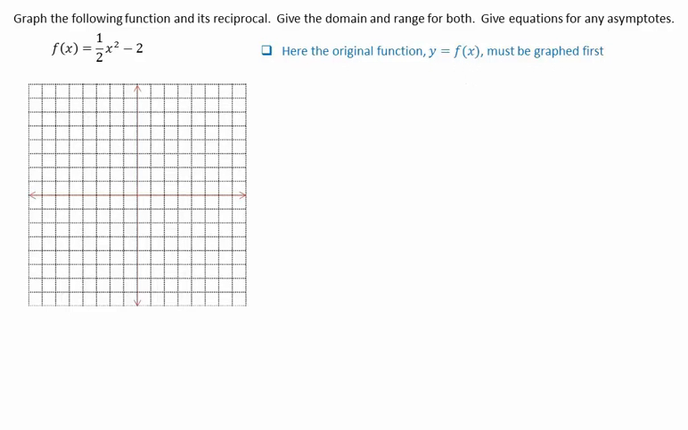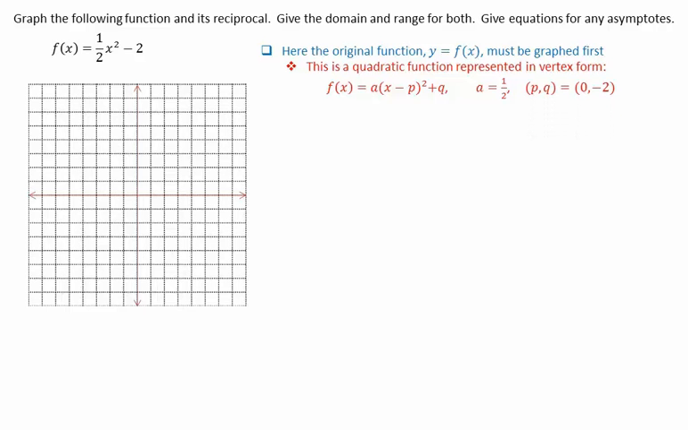Here, the original function y equals f of x must be graphed first. In this case, this is a quadratic function that is represented in vertex form: f of x equals a times (x minus p) all squared plus q. In this case, a, the vertical stretch factor, is equal to 1/2, and p comma q, corresponding to the coordinates of the vertex, are 0, -2.